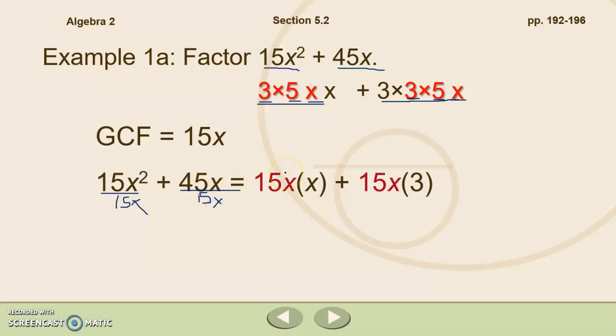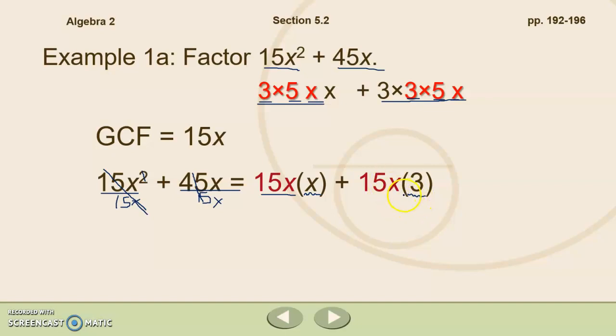So when we pull out or divide by this 15x, what's left of the first term goes in parentheses. Well, 15x squared divided by 15x is just x. And that's what goes in parentheses here. And 45x divided by 15x. 45 divided by 15 is 3. And x divided by x is 1. So we're left with this 3.